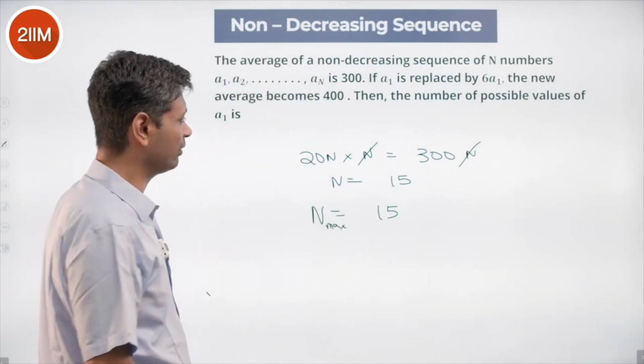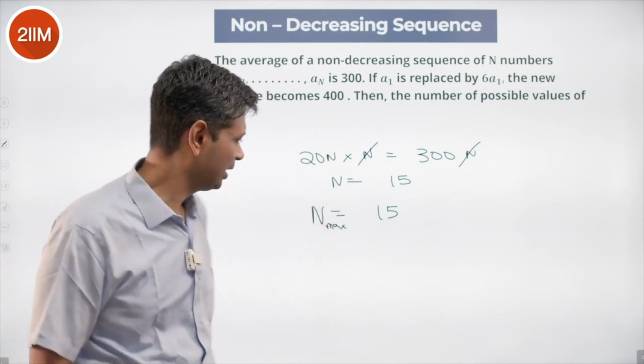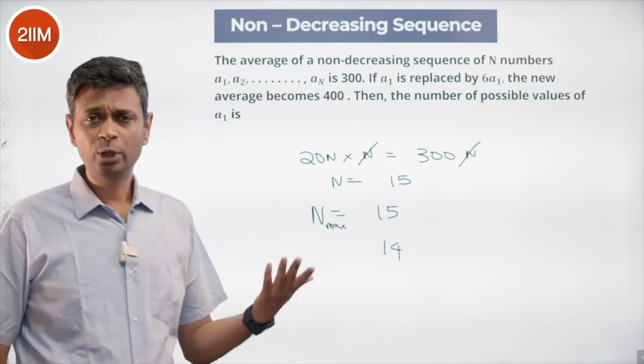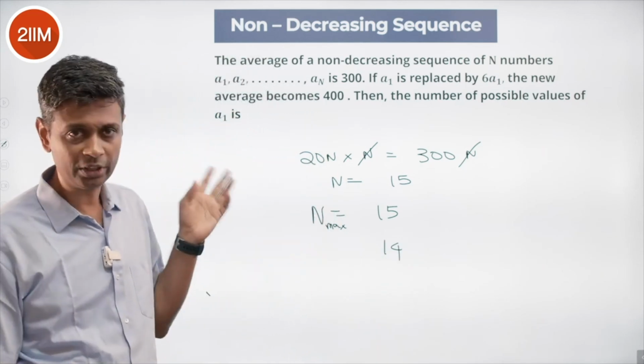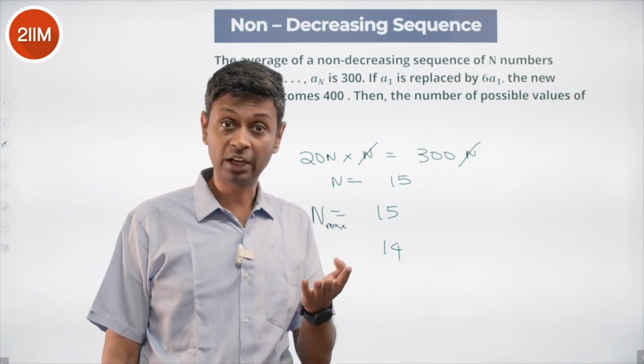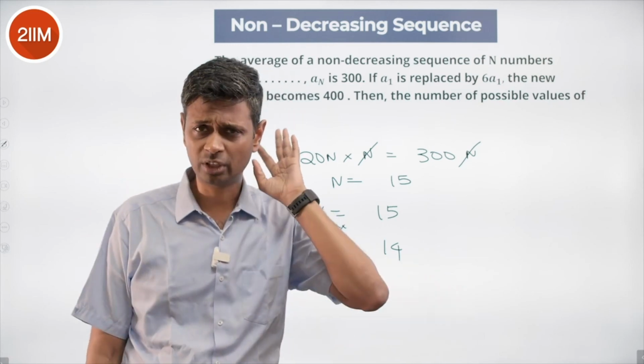N is 15, we can find a1. a1 is 20 into n. We can find that. Can n be 14? Yeah, n can be 14. a1 would be 280. 14 into 20, 280. Adding the first 14 terms would be, average would be 300. Sum would be 300 into 14. We can find different combinations, it will work.